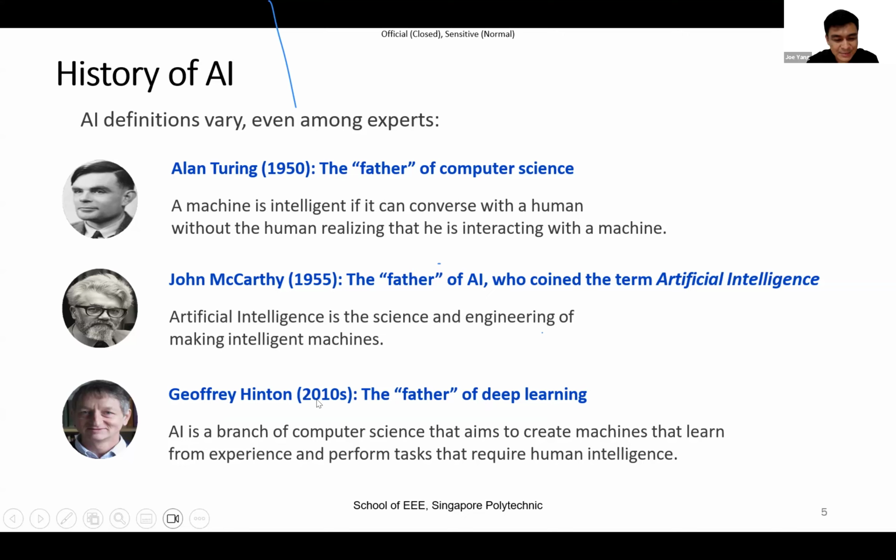So for his time, there was some compute power. You notice that in the past, 1950, 1955, there weren't any computers or powerful machines to do AI processing. So for them, it was more on theory and paper-type predictions, calculations, and so on. When it comes to Geoffrey Hinton, in his time he could start to explore deep learning. He said that AI is a branch of computer science that aims to create machines that learn from experience and perform tasks that require human intelligence. So humans are still involved in the AI process.